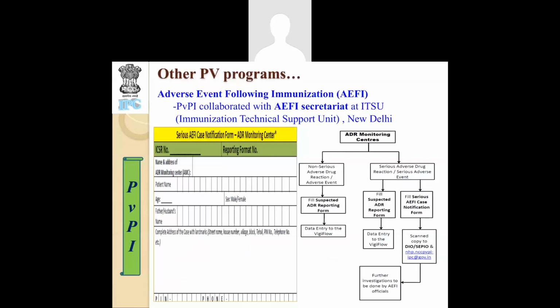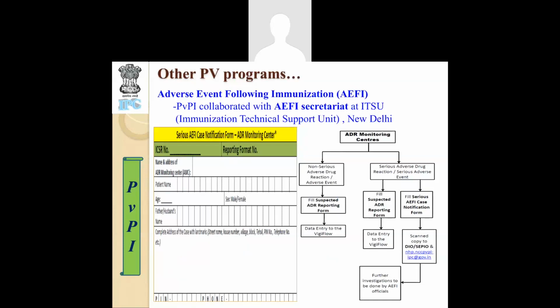If it is a non-serious one, say for example mild fever due to vaccination, the ADR reporting form that you use for reporting adverse drug reactions can be used, and you have to submit it through Vijayflow. If it is a serious one, you have to upload it in Vijayflow as well. You also have to send a soft copy or scanned copy to the district immunization officer and SEPIO, where I have mentioned the mail IDs. To those mail IDs, you have to send the serious AEFI case notification form if it is a serious adverse event due to vaccination.